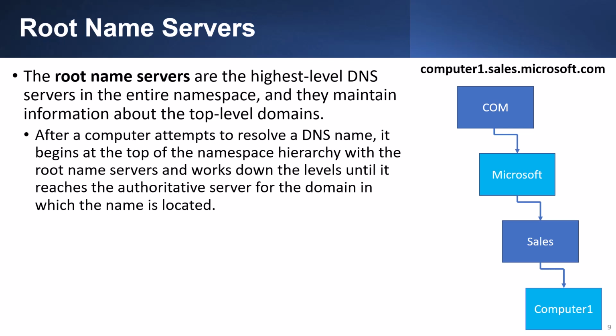The root name servers are the highest level DNS servers in the entire namespace, and they maintain information about the top-level domains. After a computer attempts to resolve a DNS name, it begins at the top of the namespace hierarchy with the root name servers and works down the levels until it reaches the authoritative server for the domain in which the name is located.